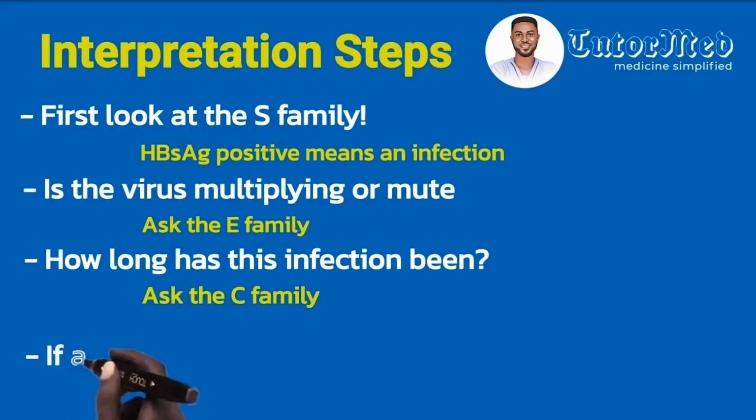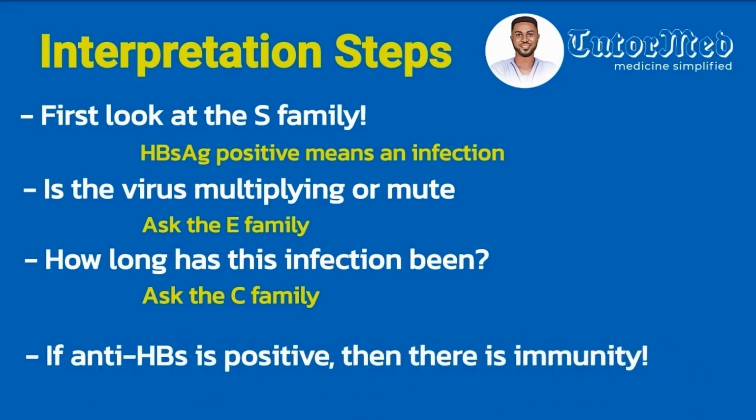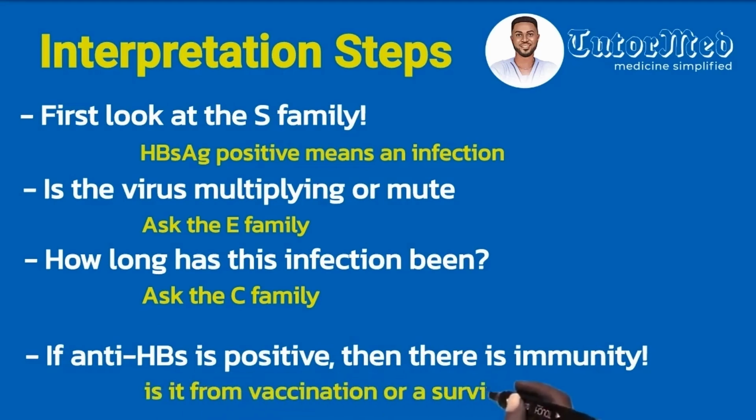How about if the surface antibody rather is positive? If it is positive, it indicates that the individual is immune. The individual has immunity. Then the question is, this immunity, is it because the patient was vaccinated or because the patient has survived a past infection? We will look at how to decipher this. But for now, kindly take note of the steps used to interpret the profile. First, the S family, the E family, and then the C family.